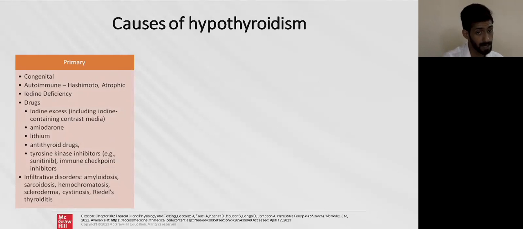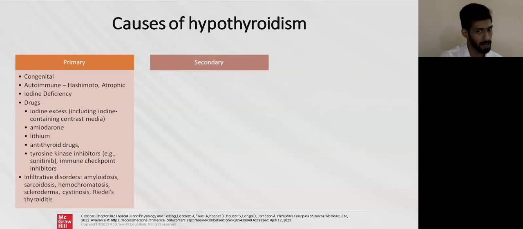A few drugs that can cause hypothyroidism, very important in current day and age. Common things that we think are iodine, amiodarone and lithium. But what we actually see more and more is anti-cancer drugs causing hypothyroidism. Tyrosine kinase inhibitors and immunotherapy drugs. Also, you can have a direct infiltration of your thyroid with any of your infiltrative diseases like your amyloid, sarcoid, much lower causes. 60 to 80% of all hypothyroidism are autoimmune hypothyroidism.